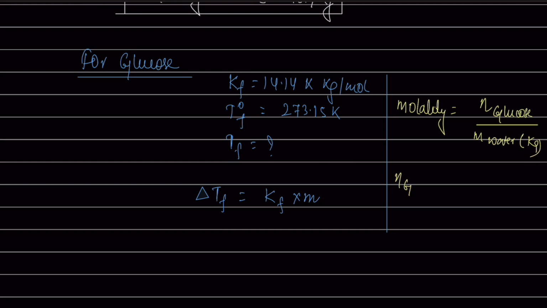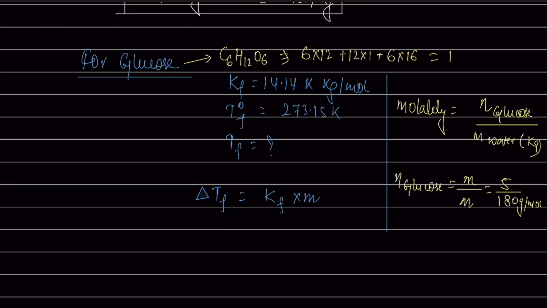Here moles of glucose is given mass by molar mass. Given mass is 5 gram. Molar mass is 180 gram per mole. We know that the glucose formula is C6H12O6, so we can find the molar mass: 6 into 12 plus 12 into 1 plus 6 into 16. So it is 180 gram per mole. Now we found the moles, and it can be cancelled further: 1 by 36, equal to 0.028.